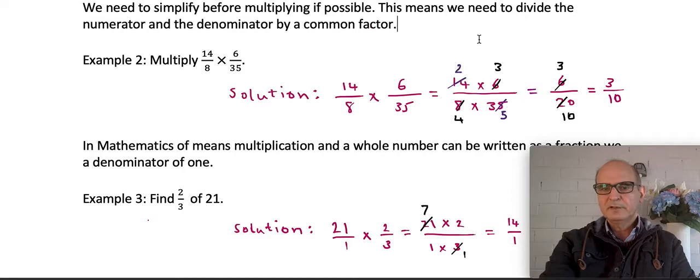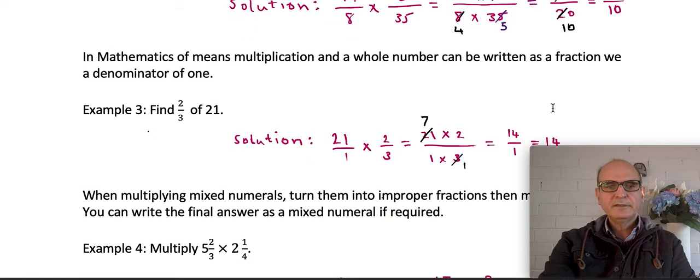As you notice, here we simplified in two steps. We simplified here and also we simplified here. We have to simplify so many times that you don't have any common factor left to divide. That is our final answer.